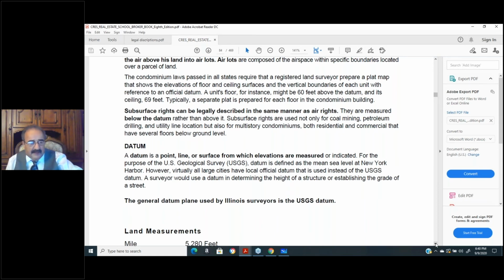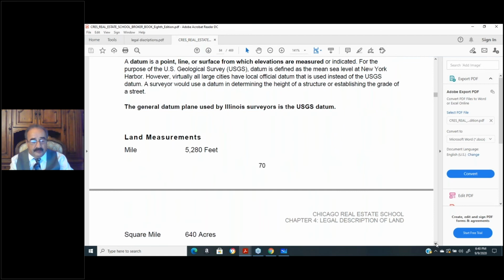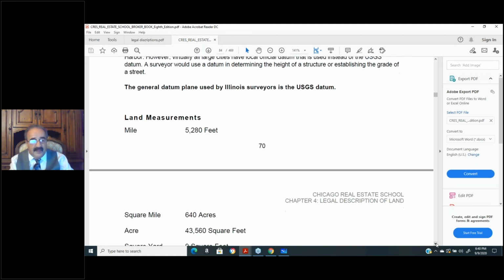Now, that line after that paragraph, that one line, the general datum plane used by Illinois surveyors is called USGS. The general datum plane used by Illinois surveyors, occasionally, some of you will see that, so put an X by it. It's called USGS. Now, let me go over some land measurements for you, okay? Occasionally, you might get this. Some of you might see this.